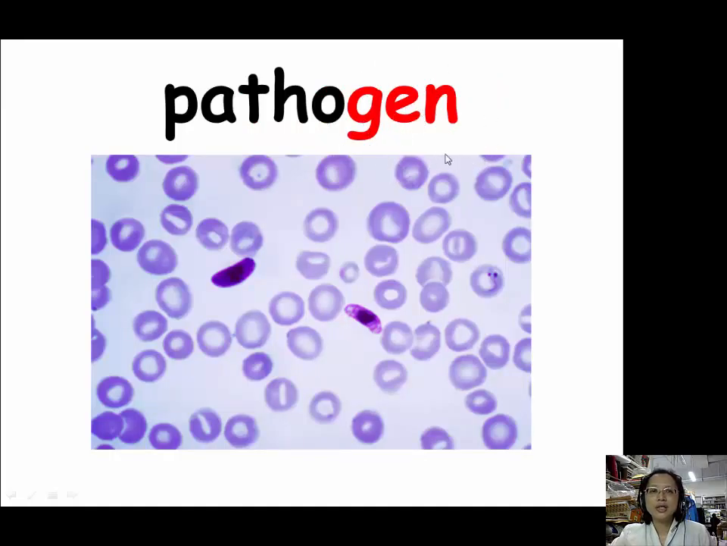The last one, gen. Our example is pathogen. Pathogen is any disease-causing agent or microorganism, such as a bacterium, fungus, protozoan, or virus. Like in this picture, these two are Plasmodium, they are the pathogen of malaria. Because when we are infected by Plasmodium, we will get malaria. So Plasmodium is the pathogen of malaria.